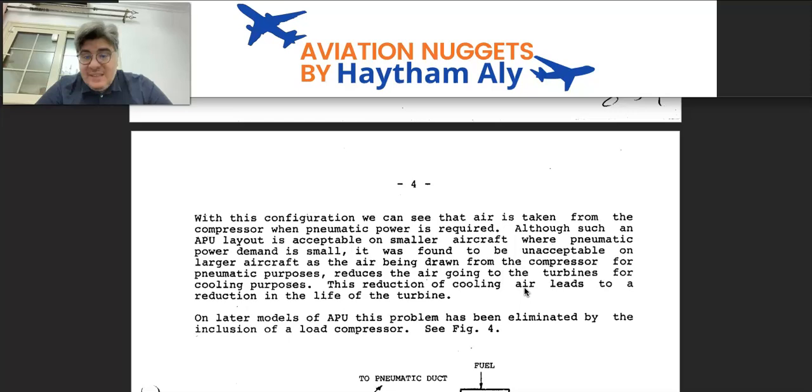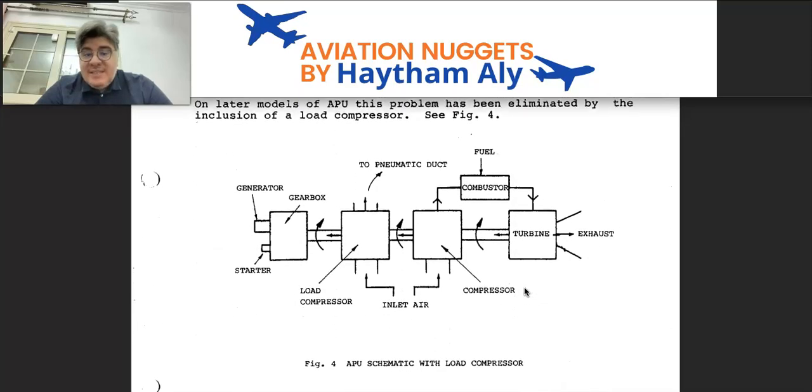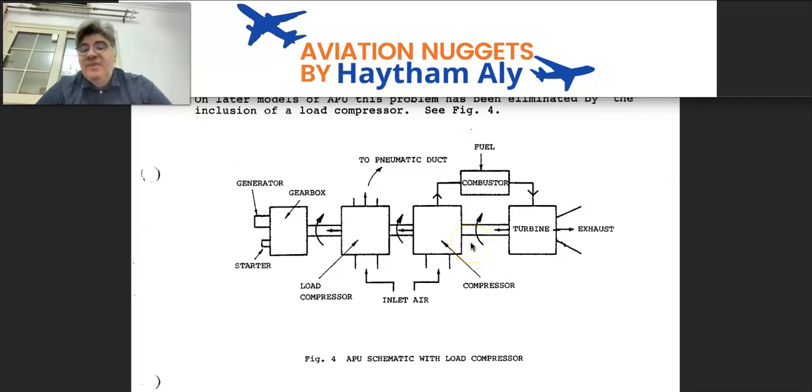So for a more sophisticated APU, this layout is the best, everybody. The gas turbine engine power section has its own compressor for the gas turbine engine function, so we are assured of good operation for the gas turbine engine, and we can split and have another compressor for the pneumatic load function. Load compressor to pneumatic duct, everybody. Now we have the gas turbine engine power section to provide mechanical shaft power to rotate a load compressor.